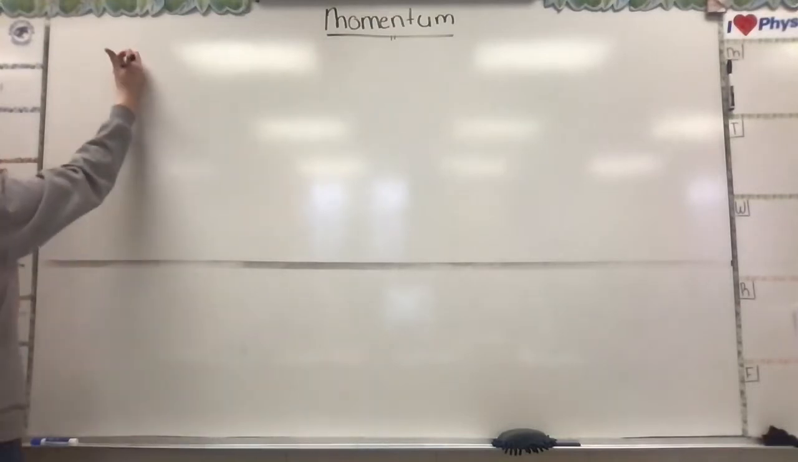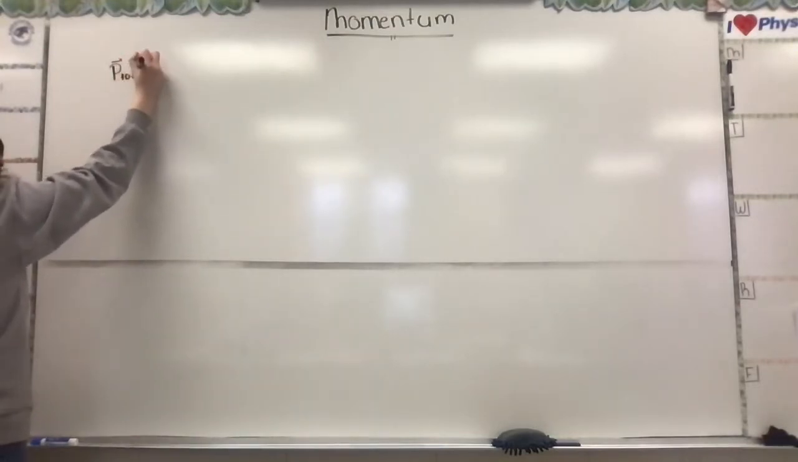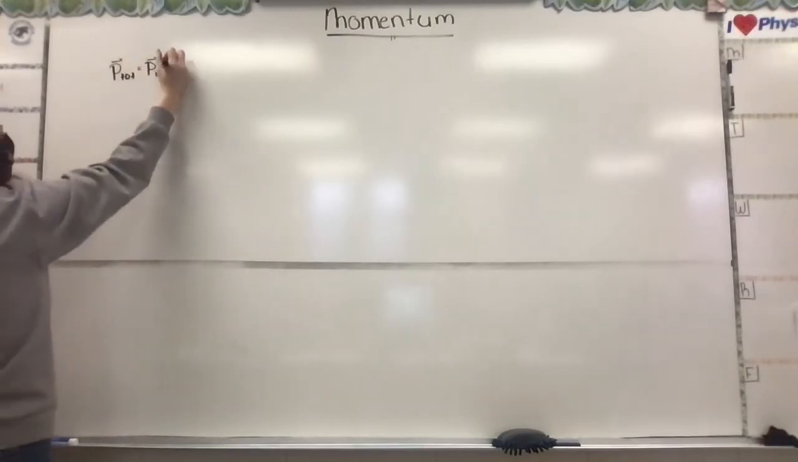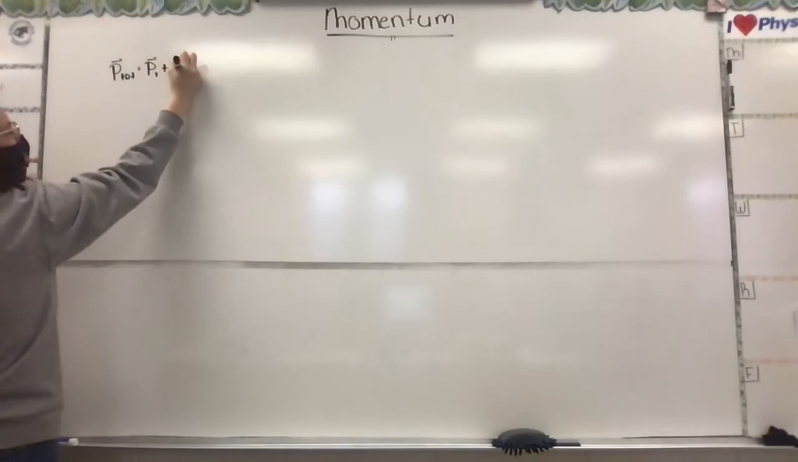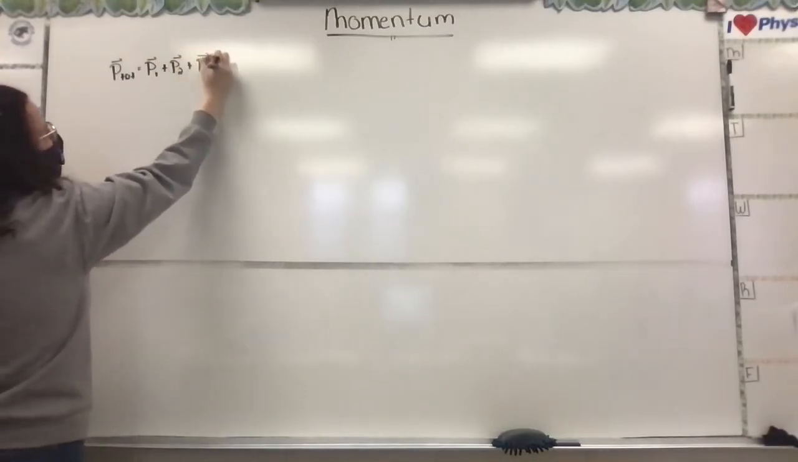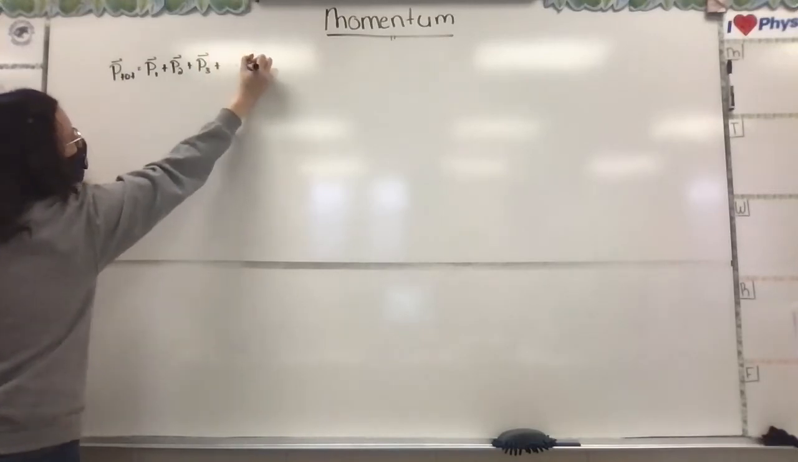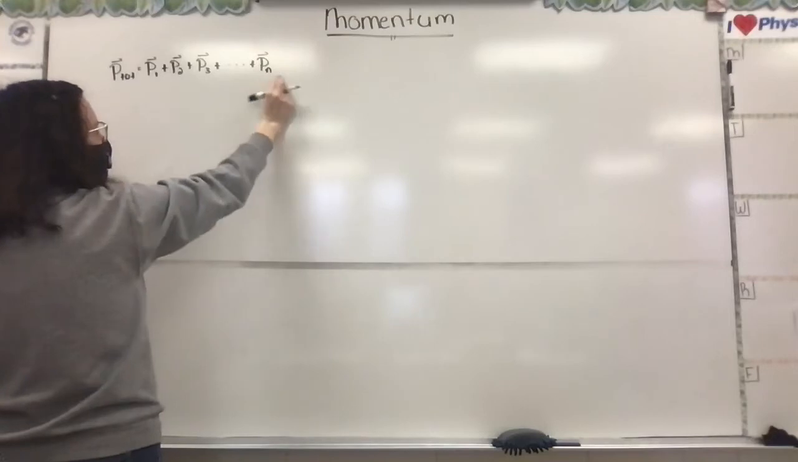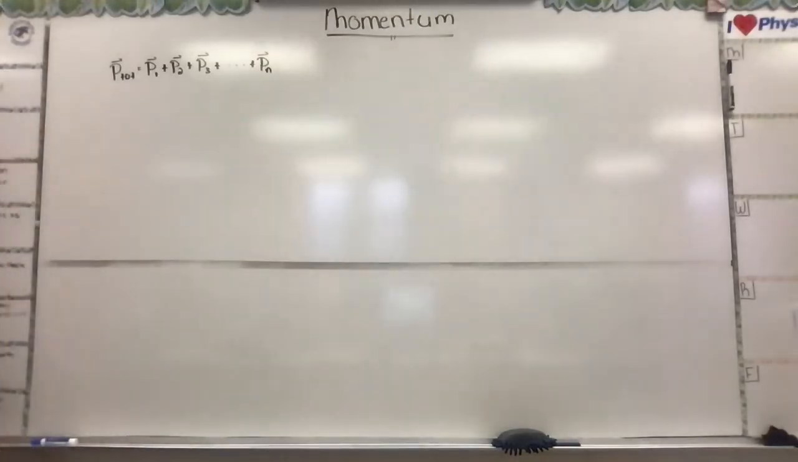So just like with the other ones we did, we would say that the total of it is equal to summing them all up. So the total momentum is equal to the momentum of one object plus the momentum of a second plus the momentum of a third, and so on and so forth. So that's what we are going to do now.